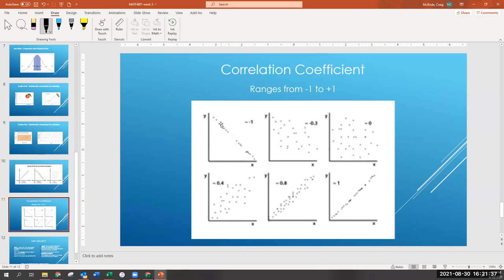Same thing in the other direction, right? When it's tight, perfect on the line, it's -1. And as it gets wider and wider, it gets closer and closer to 0, only this time from the negative side. So as it gets pretty wide here, it's down to -0.3.